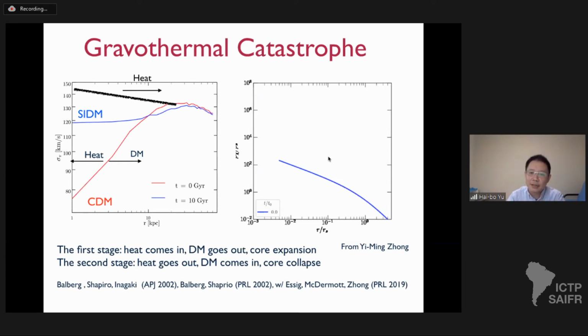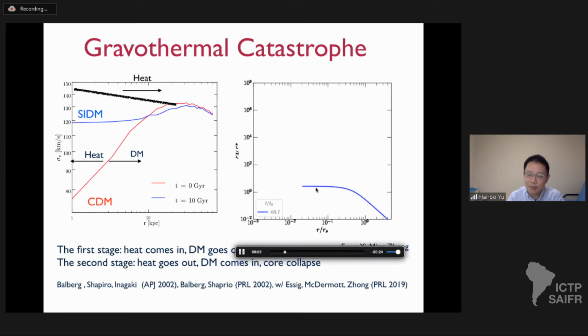So this is a little movie to show you what happens. Initially, with the CDM profile, the density profile becomes shallower. This is the first stage that you see. But if you wait long enough, you can see that the central density gradually increases. And at late stages, the density increases dramatically.